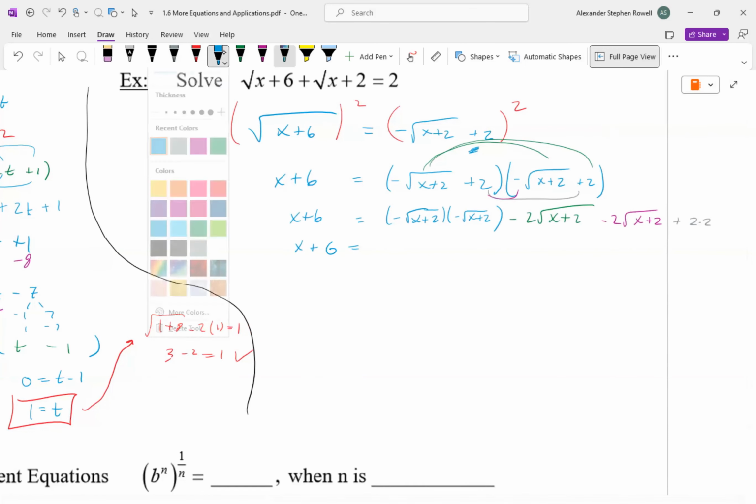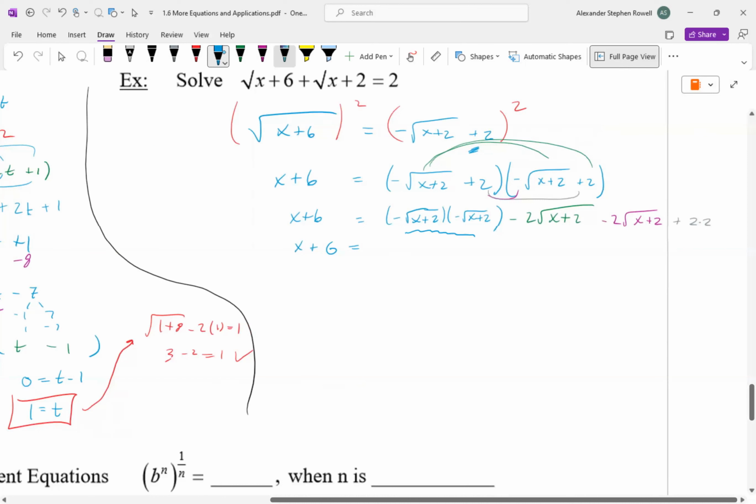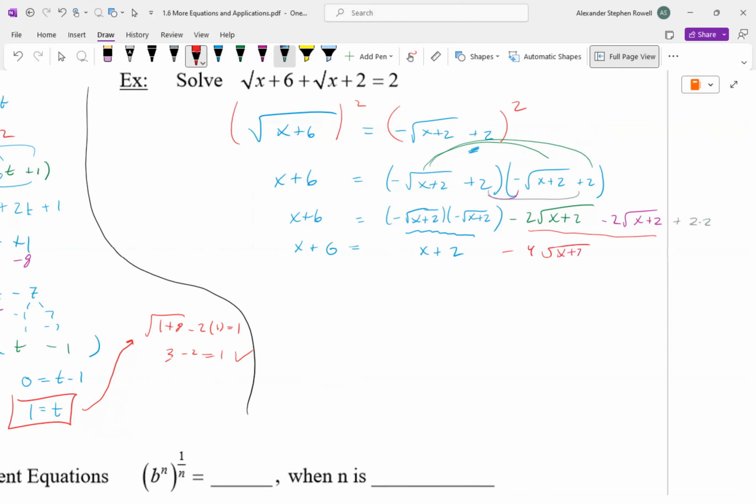Okay, a negative times a negative is positive. Square root of x plus 2 times square root of x plus 2 is x plus 2. All right, we combine these like terms. If I have negative 2 apples and take away 2 apples, I have negative 4 apples, yeah. Whatever that means. Plus 4. Wow, okay, so we FOILed.